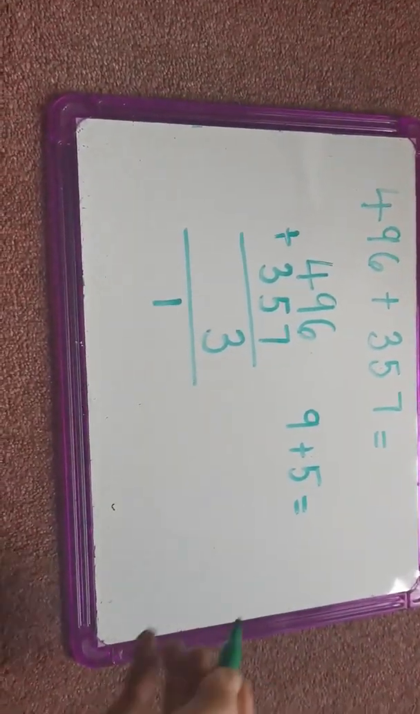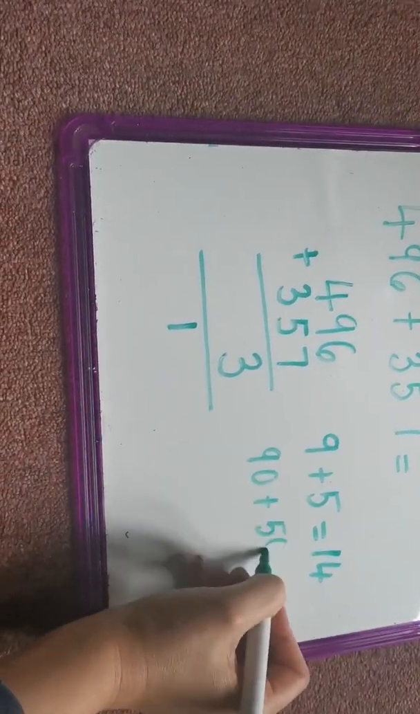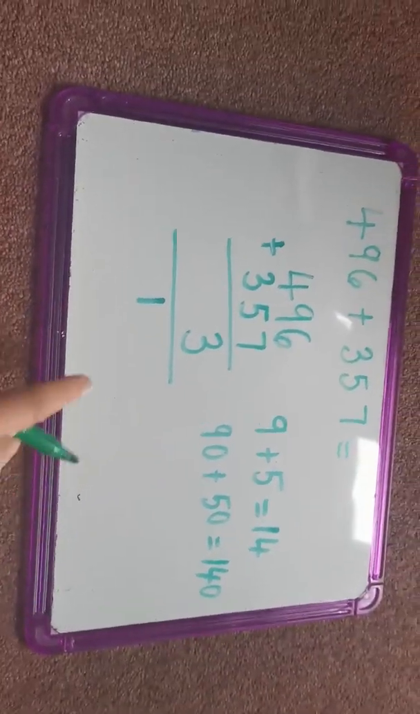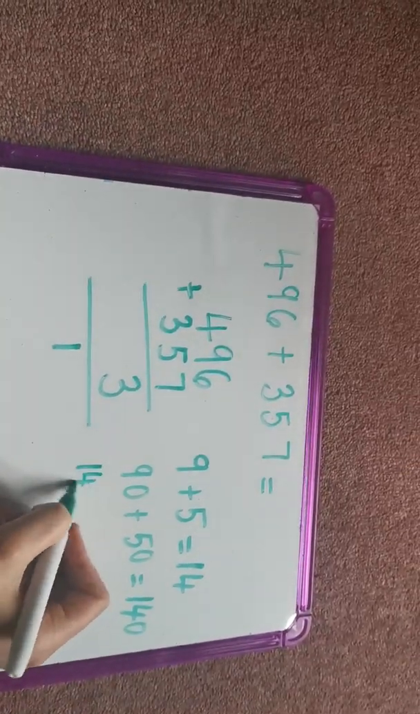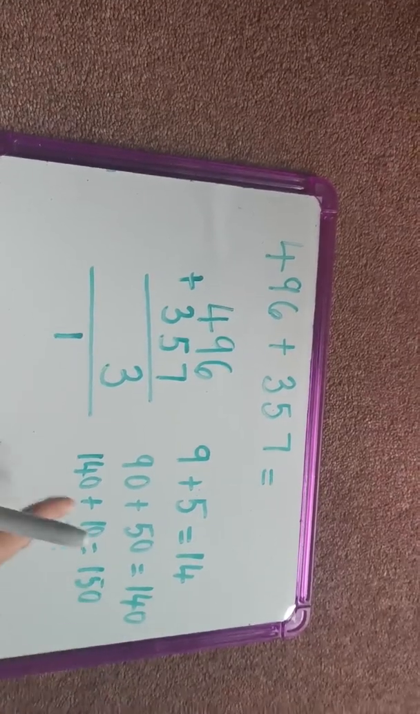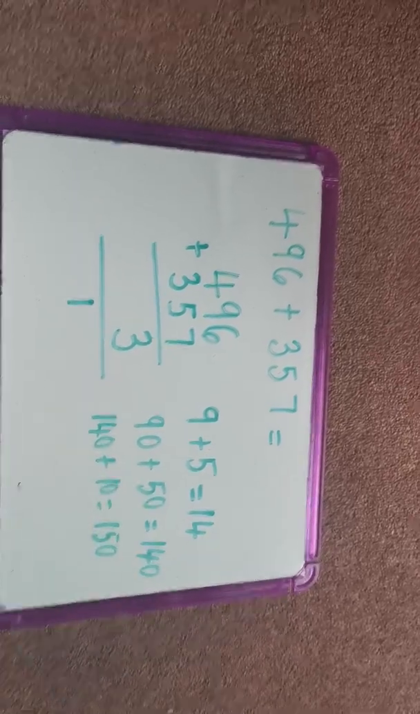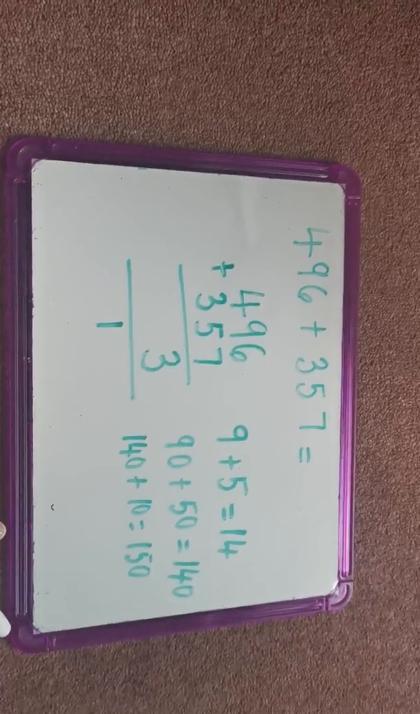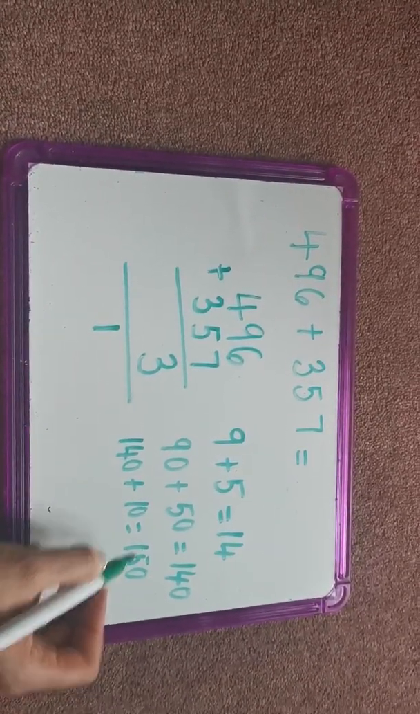9 and 5 make 14. So 90 add 50 is 140. But we need to also make sure that we add this extra 10 down here. So 140 add 10 is 150. Or you could have said 90 add 60 and added it to the 50. You've also got to remember it, because we can't forget that, otherwise we can have the incorrect answer. So I can see that 150 has 0 ones, 5 tens.